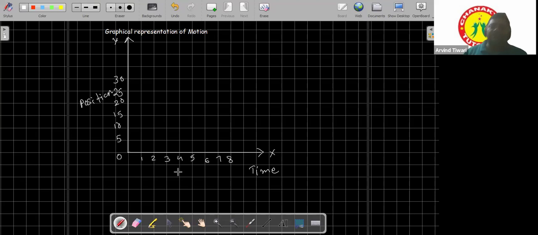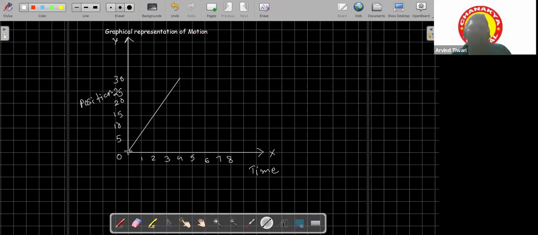So we have the two axes ready for position and time. Let us see what different aspects we can have. For example, we can have a graph something like this. This graph is a straight line. Now, in this straight line graph, what are the things that we observe? You will observe that there are equal displacements in equal intervals of time.